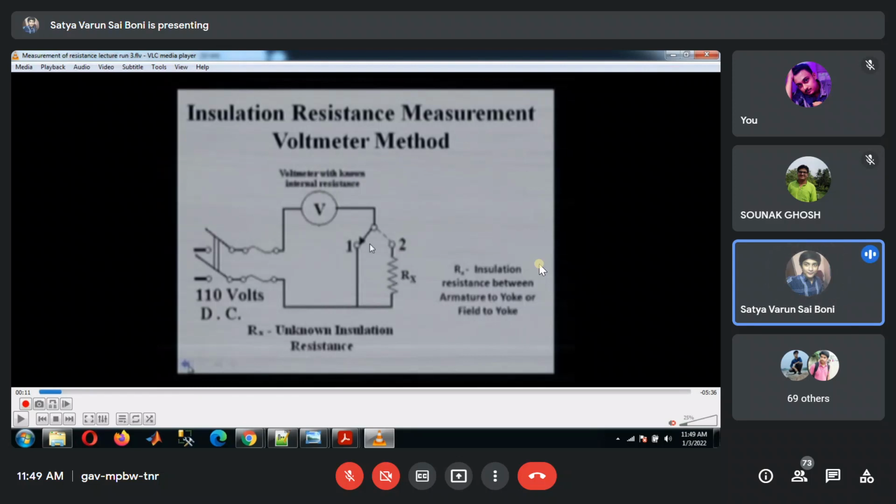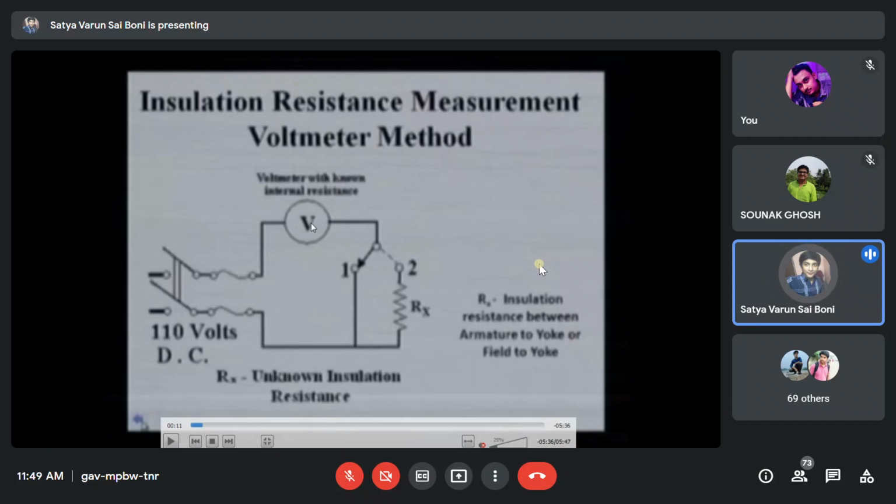This RX is the unknown resistance, let us say. This is the voltmeter with a known internal resistance. In real time, there is a voltmeter available which has some internal resistance. If you see a voltmeter of 0 to 30 volts, you don't know what the exact internal resistance is, because they don't mention it. But a few voltmeters clearly mention that this voltmeter has this much resistance. Those kinds of voltmeters we use here to measure the insulation resistance of the armature and also the field. The input is 110 volts DC, and we have a voltmeter with known resistance.